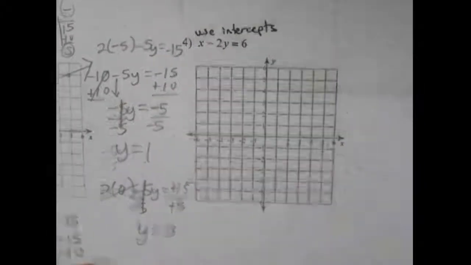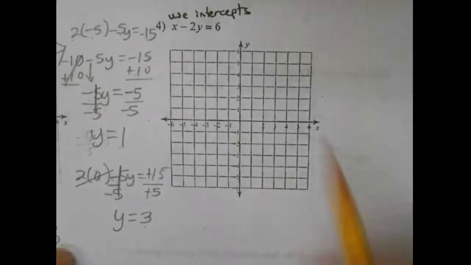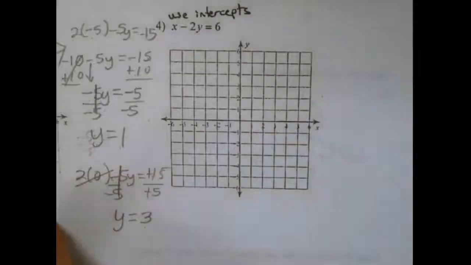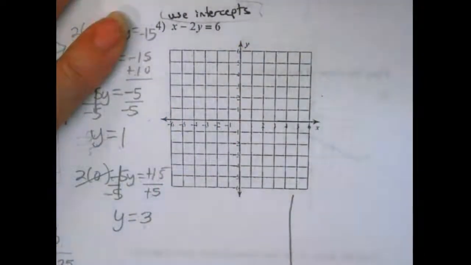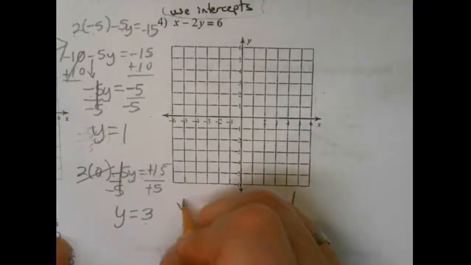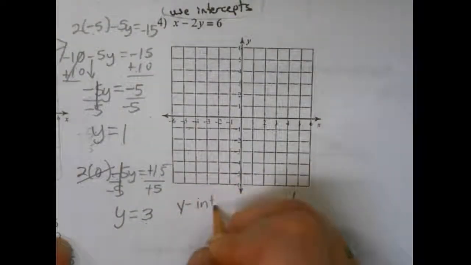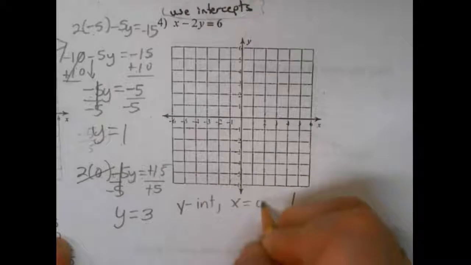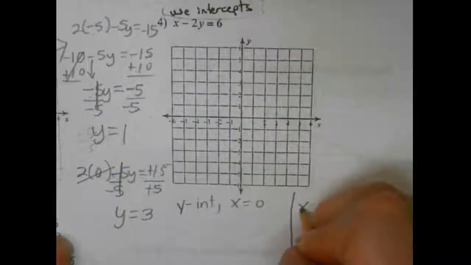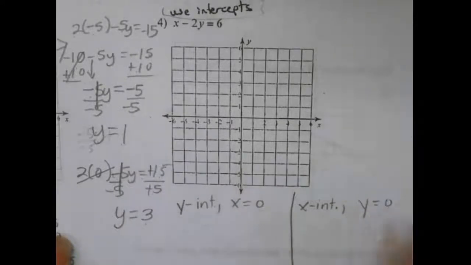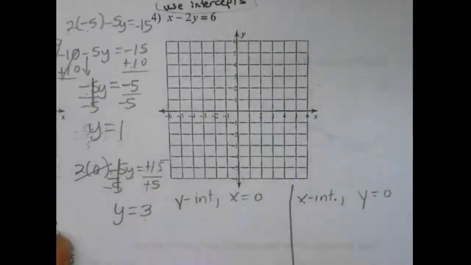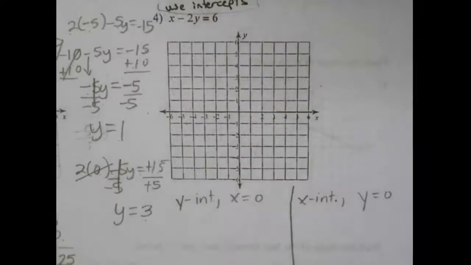Okay, this last one, or next one that we're going to do, so these are all the different types of equations that we've practiced so far. This one says to use intercepts. So this is when we divide our work in half, and we say y-intercept, x is going to equal 0. X-intercept, y is equal to 0. And we're going to write 2 equations, and it's going to get us 2 points that we can graph.